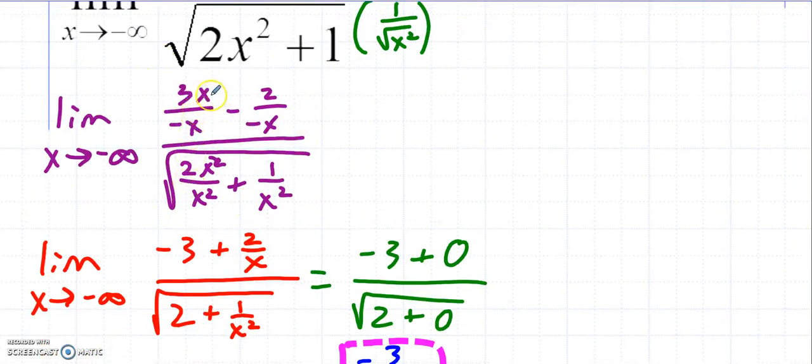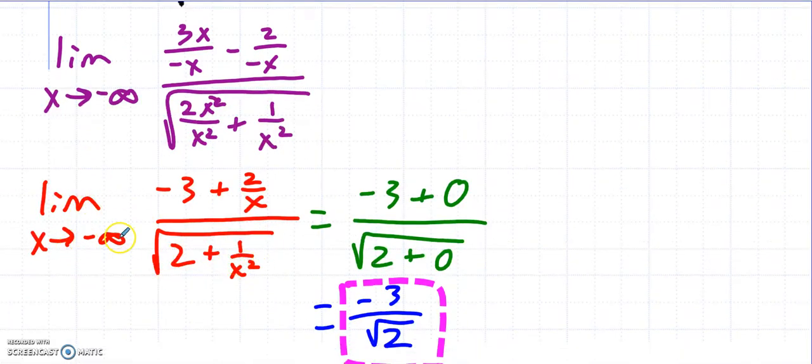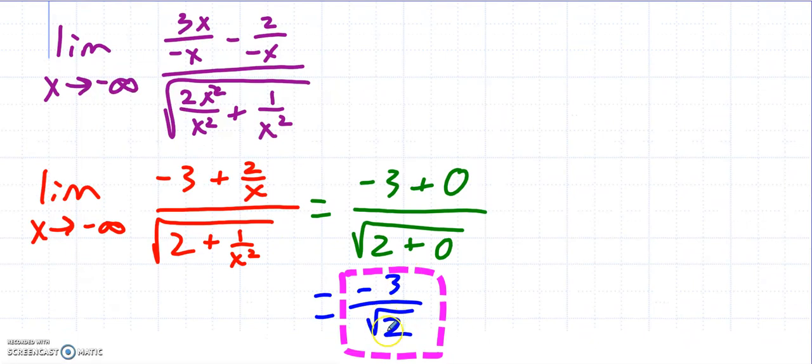So now I simplify a little bit. The x is here reduced, and this is negative 3. Let's just say it becomes plus 2 over x. In the denominator, the square root of 2 plus 1 over x squared. Now I can evaluate the limit. If x is going to negative infinity, this term goes to 0, this term goes to 0, so I'm left with negative 3 over root 2. Excellent.